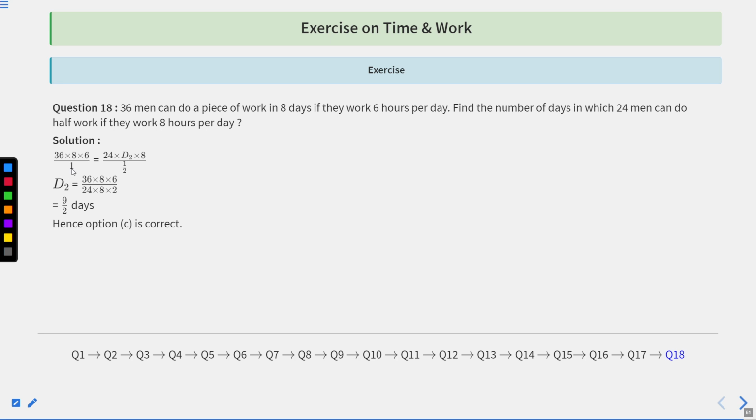So the solution is 36 times 8 times 6 upon 1 equal to 24 times D2 times 8 upon 1 upon 2. So D2 will be 9 upon 2 days. So the correct option here is option C.